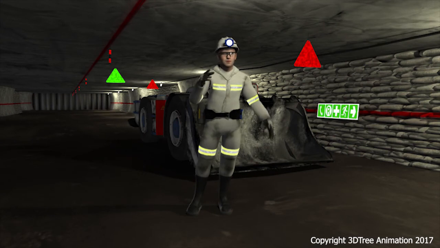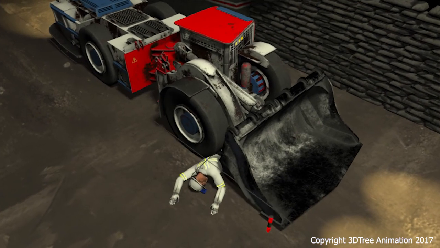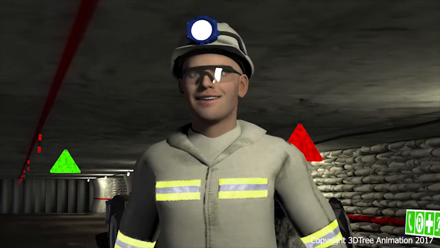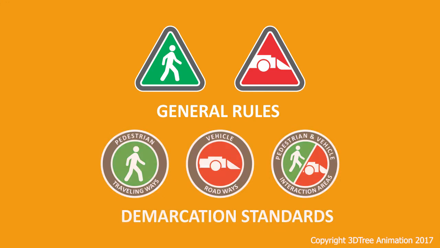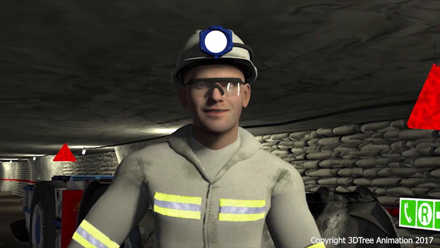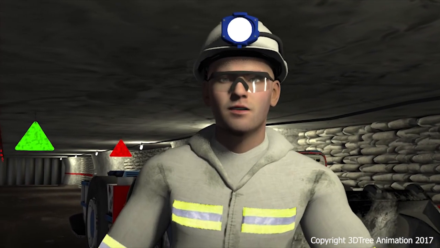Always remember that a piece of equipment can be replaced or fixed, but we can never replace your life. That is why it is so important to always adhere to the rules and standards as set out by the mine. And there you have it. This concludes the demarcation standards for pedestrians and vehicles.